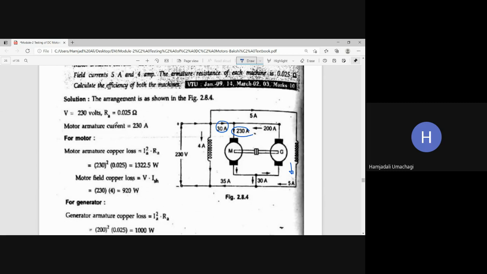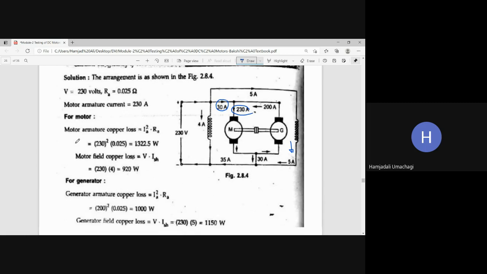Now let us calculate the motor armature copper loss, that is Ia square into Ra. For the motor, armature current is 230, that is 230 square into armature resistance 0.025, which is 1322.5 watts. Then let us calculate field copper loss for the motor. V into ISH. V is 230 and ISH is 4. So 230 into 4 is 920 watts. So this is the total copper loss for the motor.